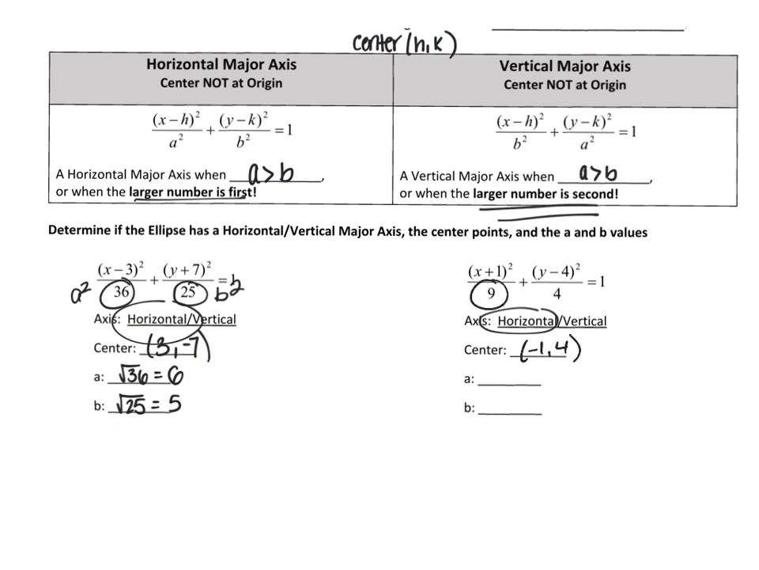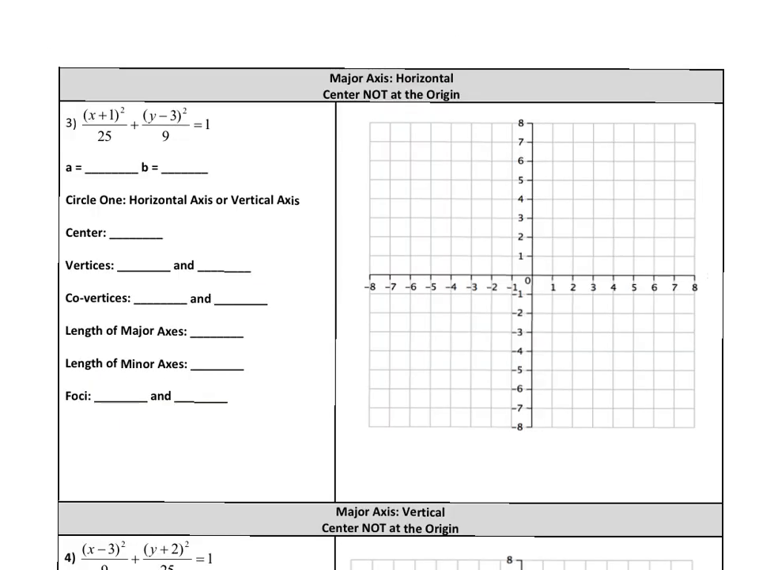A is always the square root of the bigger number. So a squared is 9 and b squared is 4. So the square root of 9 gives us 3 and the square root of 4 gives us 2 for our b value. Okay, so now that we know all of that, I think we're actually ready to graph these.